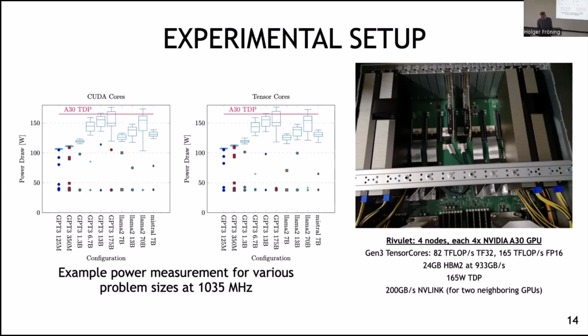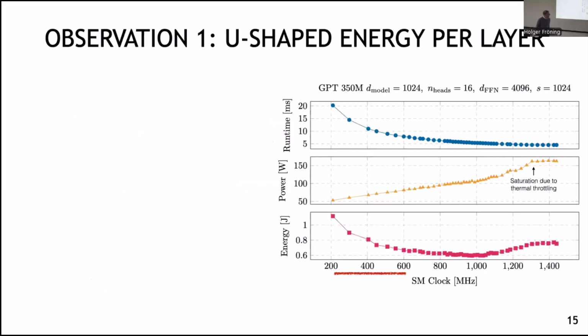And in a nutshell, the answer is, oh yes, we do. We see over here on the highest panel, the runtime with an increasing clock frequency goes exponentially down. Our power consumption goes up until it saturates due to some throttling.